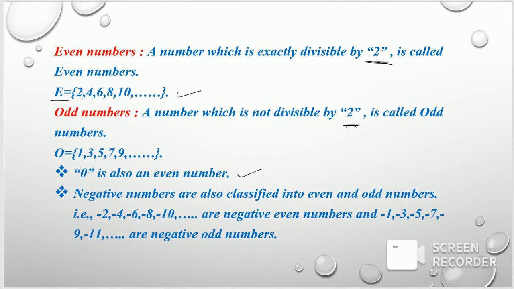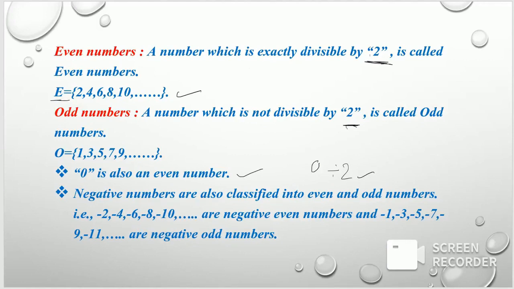Then 0 is also an even number because 0 is exactly divisible by 2. So 0 is also an even number. In the number system we have natural numbers, whole numbers, and after whole numbers, integers. In the integers we have positive numbers, negative numbers and also zero.